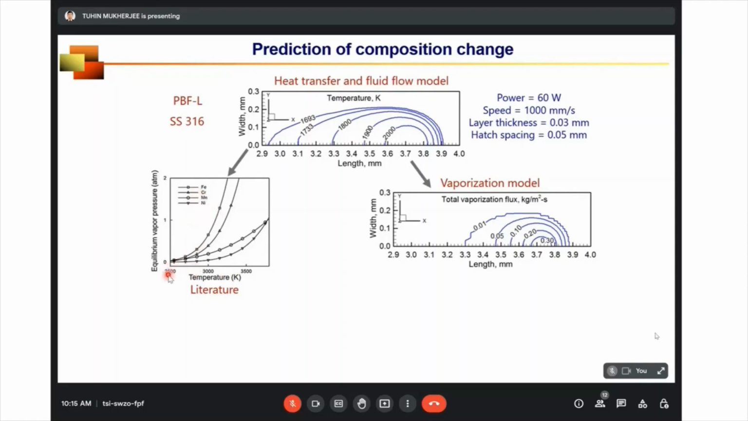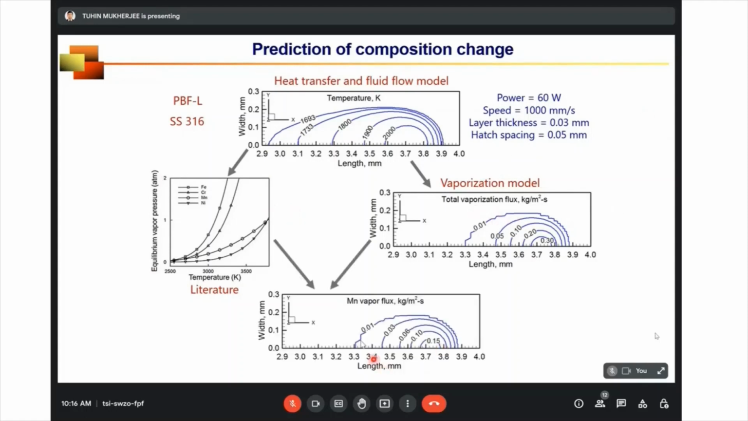Another thing is when the vapor pressure is equal to 1 atmosphere, if you draw one horizontal line, for one particular element the corresponding temperature is the boiling point of that element. So the boiling point is not the same, the vapor pressure is not the same. That means they do not vaporize at the same rate. And this selective vaporization is the root cause of composition change. So we take the database from literature or any handbook, combine it with the vaporization calculation, and then we can know the vapor flux for each individual element.